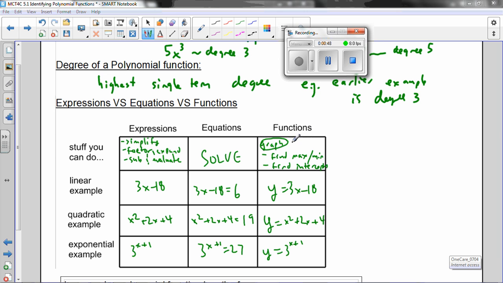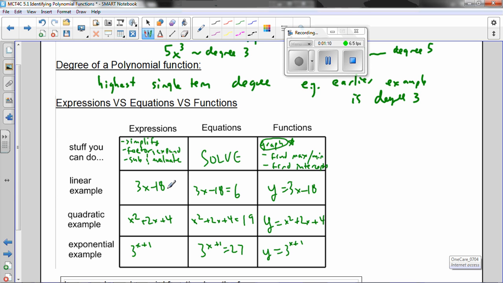Whereas if we had a function, the big thing is that we want to graph functions, right? And that's where we're getting going in this first part of the study of polynomials. We want to graph polynomial functions. But we can also find the max and minimum. We can find the intercepts. We could talk about things like the rate of change, whether it's increasing or decreasing. We've done that a little bit this year.